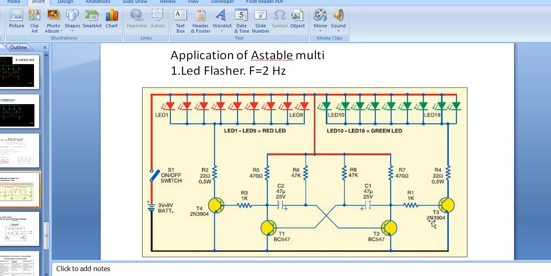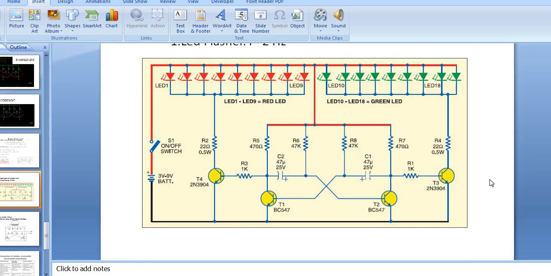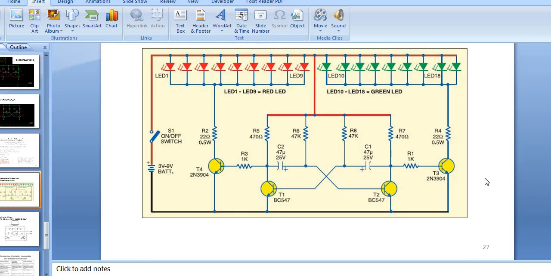This is an astable multivibrator. The center part is an astable multivibrator. T3 and T4 are acting as switches. This is the first application of the astable multivibrator.